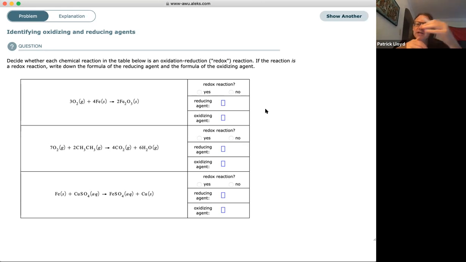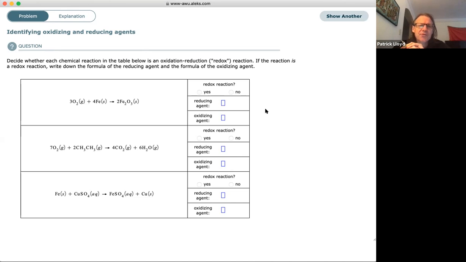Okay, so the idea here is that a redox reaction is the transfer of electrons. So the electrons are coming from the reducing agent and going into the oxidizing agent. So when you do this, you just assign oxidation numbers, just like we did in the previous problems. But then you figure out which one lost the electrons, that's the reducing agent. Which one gained the electrons, that's the oxidizing agent.